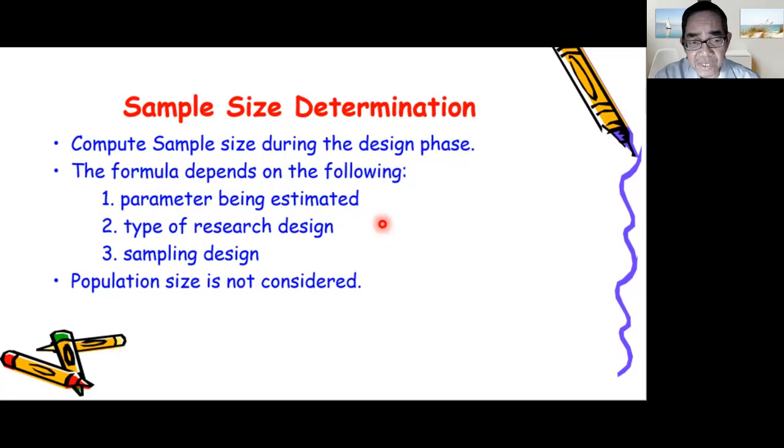I would like to emphasize to you that population size is not considered in the formula when we calculate the sample size. You don't need the population size to be able to calculate the sample size. And that is why I see a lot of people asking for the population, but you don't need that population to be able to calculate the sample size.